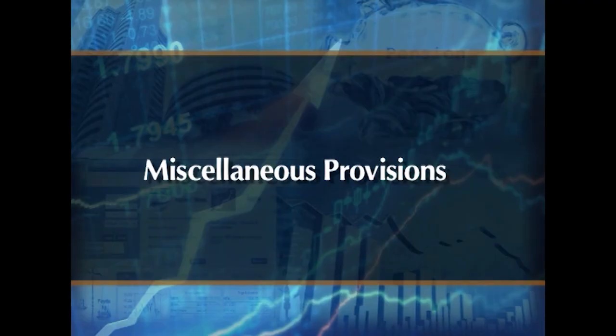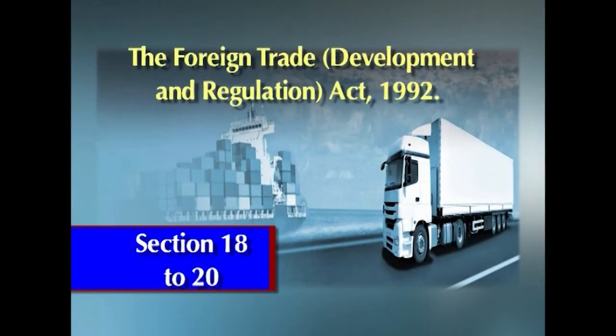Miscellaneous provisions. Sections 18 to 20 contain the miscellaneous provisions like protection of action taken in good faith, rule-making power of the central government, repeal and savings.